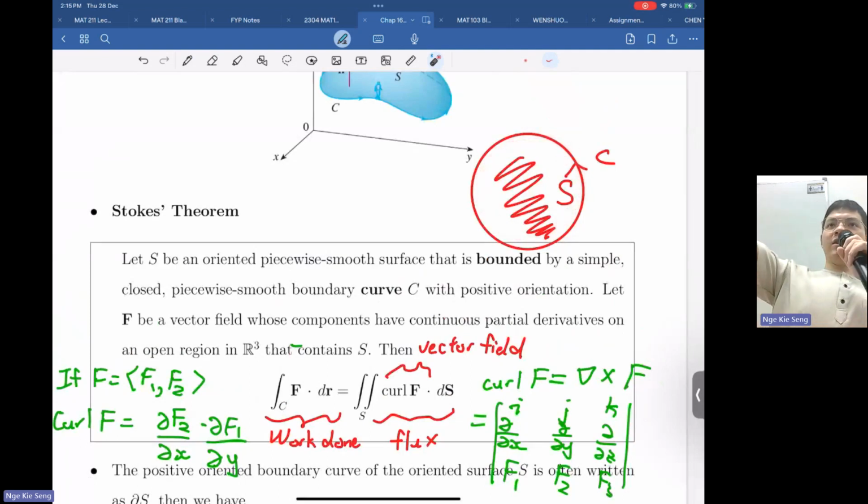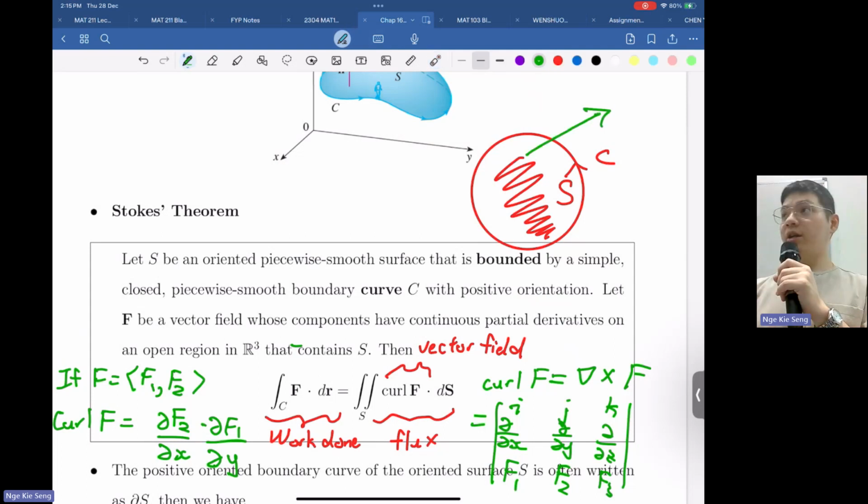So when we do the closed loop, following the right-hand grip rule, the orientation of the surface will be going up. So this is the positive orientation.